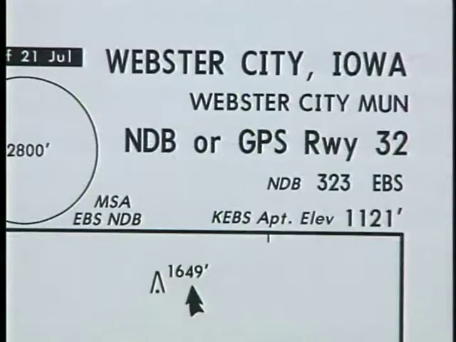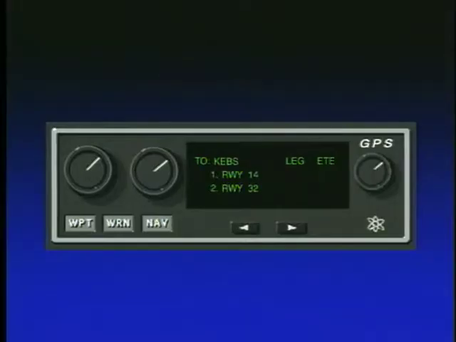To fly a GPS approach, there must be a published procedure, and the approach must be retrievable from your GPS database. The database contains waypoints representing all fixes on the approach and displays these points in the same sequence as they are presented on the chart.